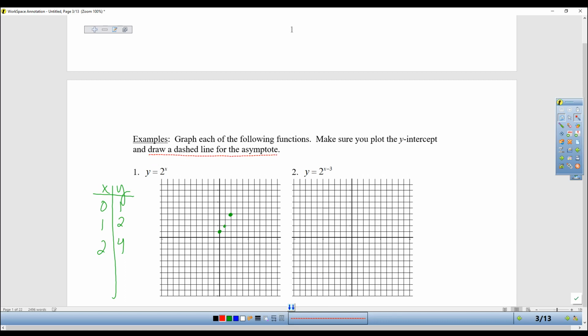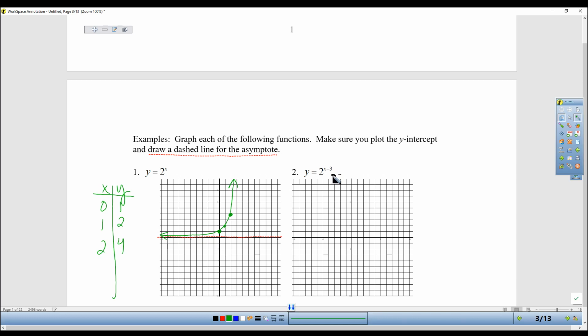Notice it says draw a dashed line for the asymptote. I want to see it. So here's my asymptote, and then I can make my graph. You only need a few points to really get a nice shape here. And voila, you have a graph.